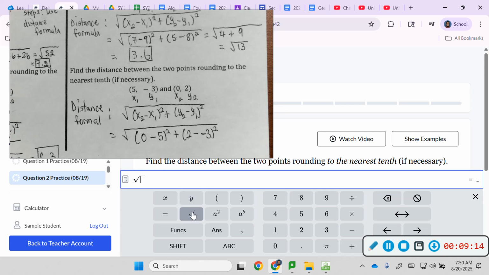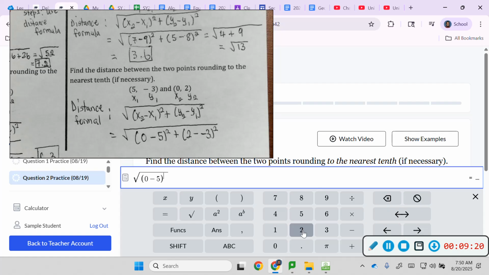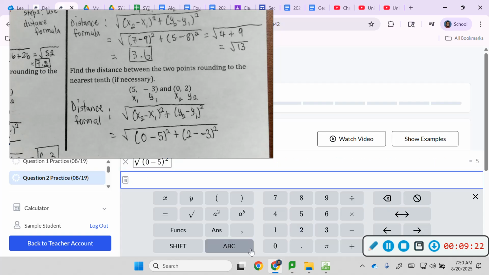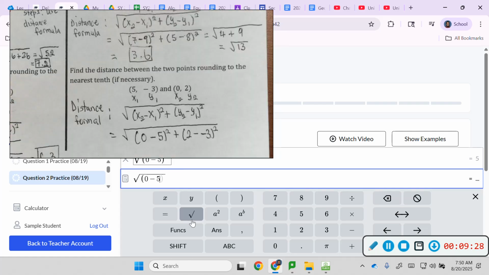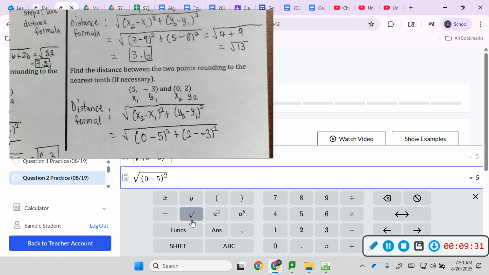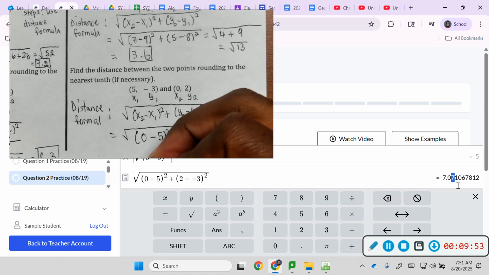So you're going to have the square root of parentheses 0 minus 5 squared plus, so I have to do it again. I accidentally pressed enter. So 0 minus 5 squared plus parentheses 2 minus negative 3 squared. And I got 7.07. So again, you look at the second number after the decimal point. Because this 7 is indeed 5 or larger, the 0 is going to go up by 1. So my answer is going to be 7.1.